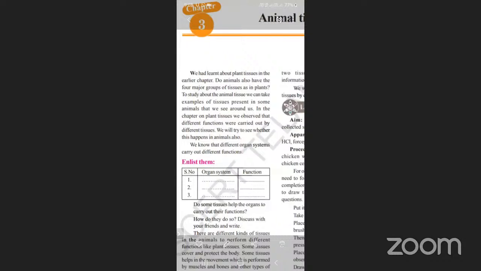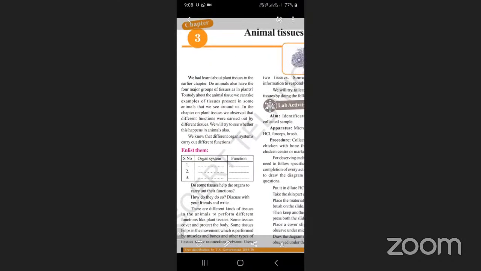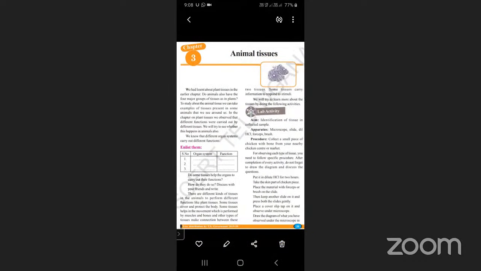In the chapter on plant tissues, we observed that different functions were carried out by different tissues. Okay, in plant tissues we had observed different types of functions carried out by different tissues. We can see the division of labor because plants and human beings are multicellular organisms.